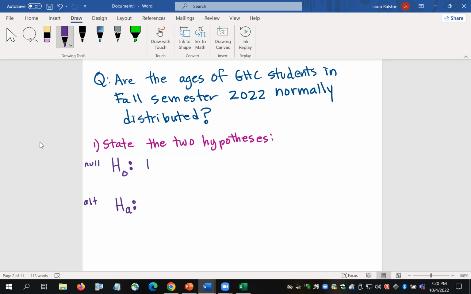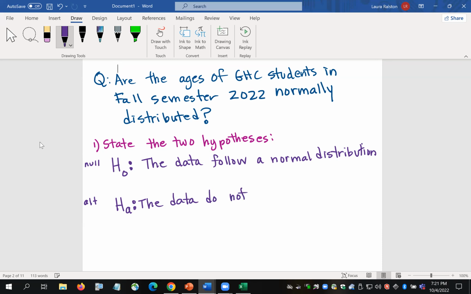And so then we're going to say the data follow a normal distribution. That's the exact sentence with one word missing. I didn't put sample in there, but that's okay. The data follow a normal distribution. The alternative is the data do not follow a normal distribution.